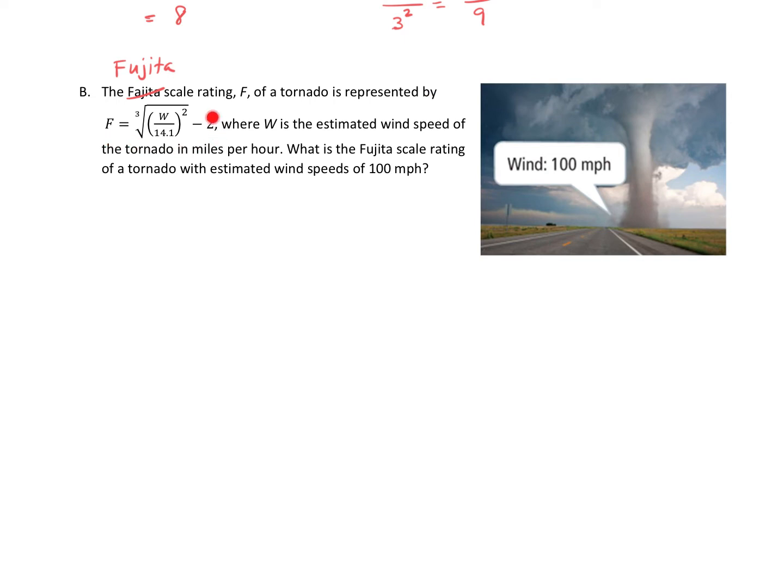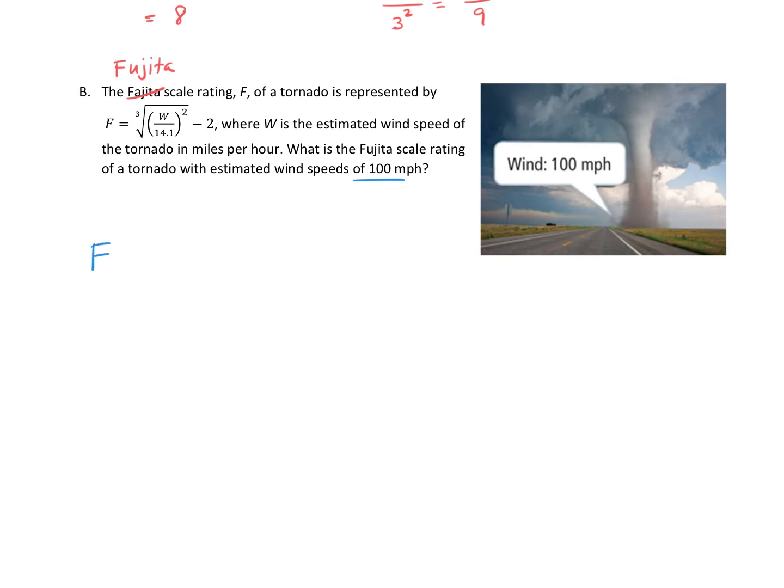F, of our tornado is represented by this, where W is the estimated wind speed of the tornado in miles per hour. What is the Fujita scale rating of a tornado with estimated wind speeds of 100 miles per hour? So this guy over here, how would they rate that tornado on the Fujita scale? So we are going to evaluate this expression for wind speeds of 100.